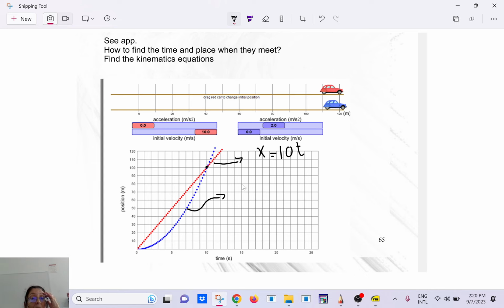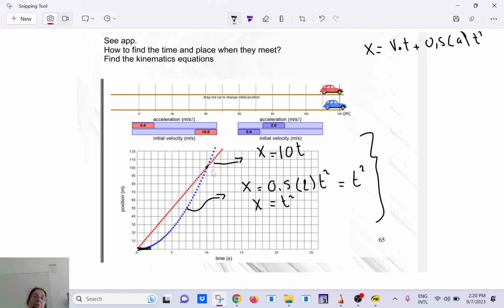What about the blue one? Which kinematic equation am I going to use? Here there was no acceleration, so the kinematic equation is v0 t plus 0.5 a t squared. For the red one, this term does not exist because the acceleration is zero. But for the blue one, what's the velocity? Initial velocity is zero. You see the slope here is zero. So it's going to be 0.5 times the acceleration. Look at the acceleration for the blue one: 2. So 0.5 times 2 t squared. Half of 2 is what? 1. So x equals t squared.